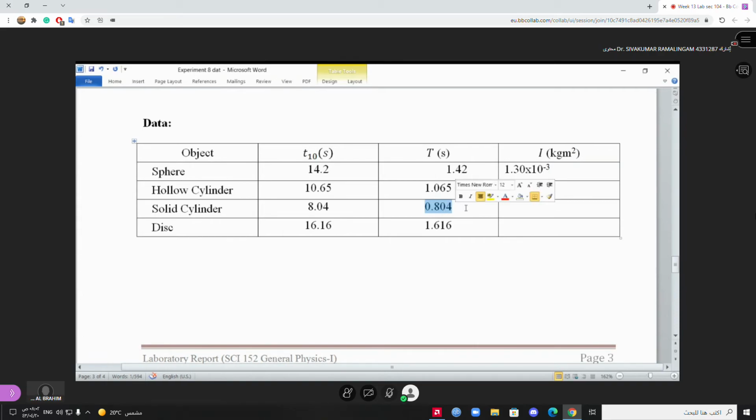Again, T is smaller, and substitute this value in the same formula. You will get the corresponding moment of inertia. Is it clear, Shiva? Yes, but again, Doctor, which formula? Only one formula we have for this equation.